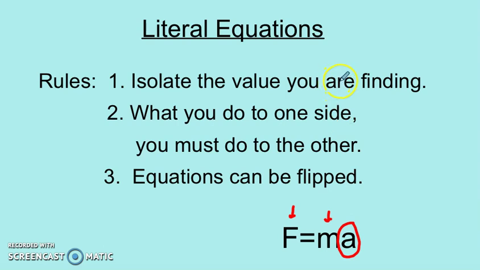You may notice that you want to isolate the value that you're finding. So in doing a literal equation for this formula, you would isolate the a, and you'll learn how to do that in the next two slides. In other words, you're going to move this m over to this side of the equal sign. And once you get the m on the other side of the equal sign, you then have a by itself isolated on that side. However, what you do to one side to get this m, you have to do to the other. And then you can see equations can be flipped.